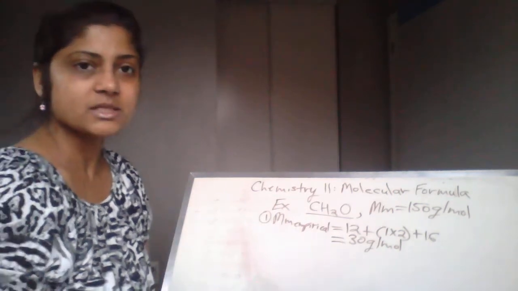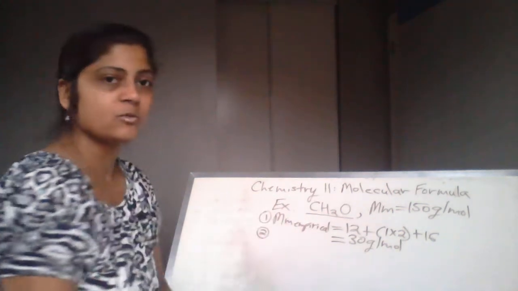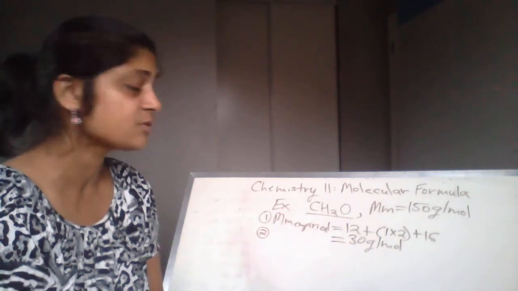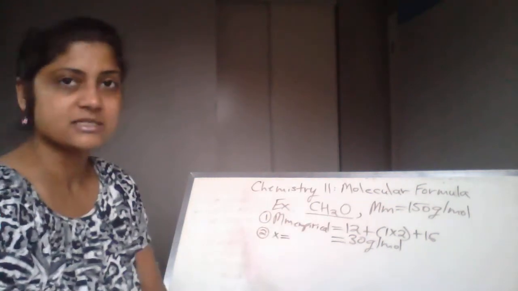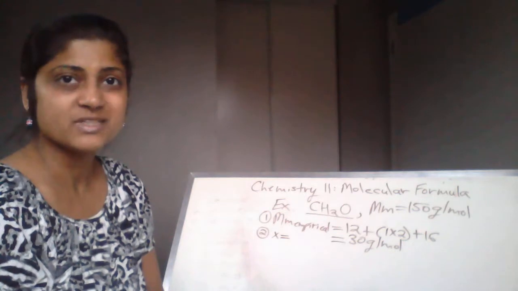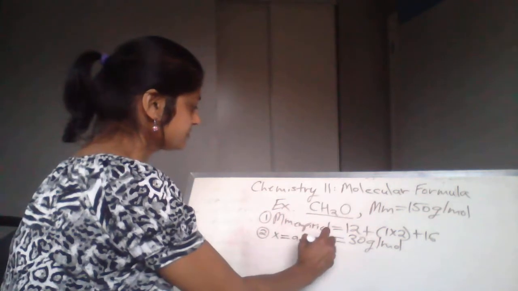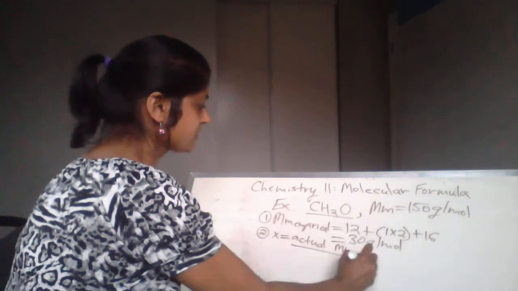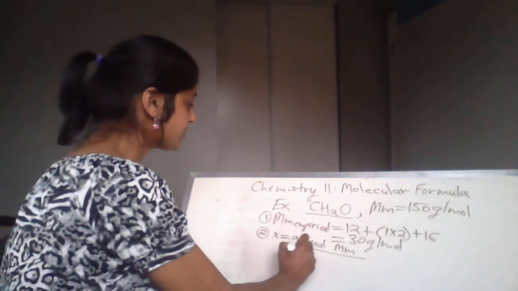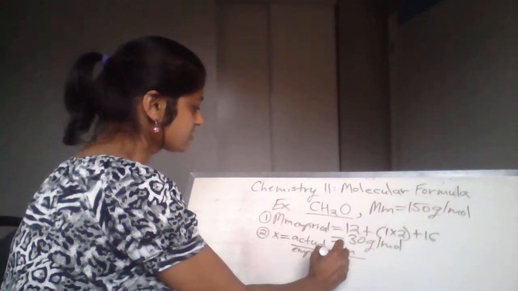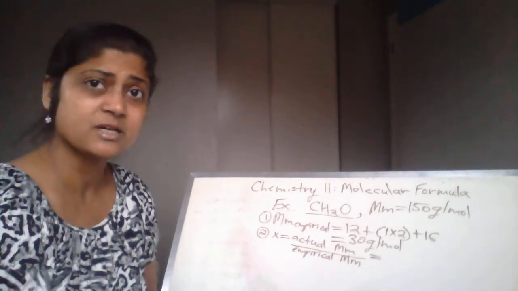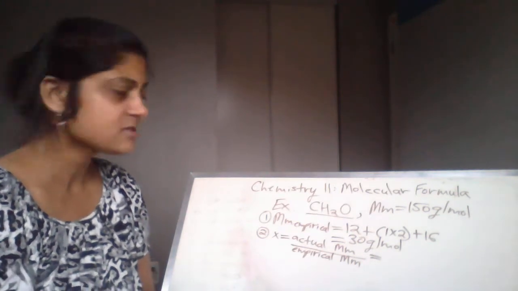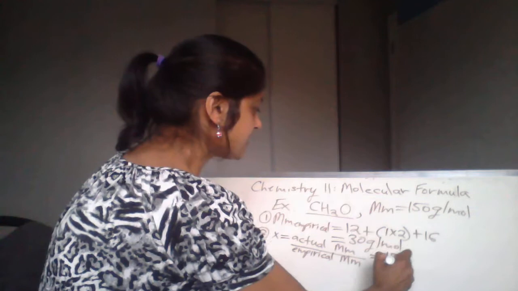And then in the second step, what I'm going to do is divide these two molar masses that are given to me. It's basically a value of x. I always write x equals the actual molar mass divided by the empirical formula molar mass, so we'll just write empirical mm. Usually you don't have to write this out, it's just a formula so you remember the steps. I just need to remember that I'm going to be dividing the molar masses.